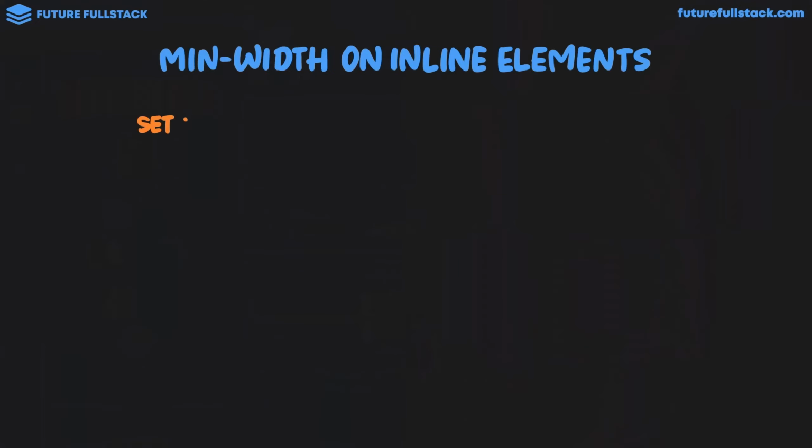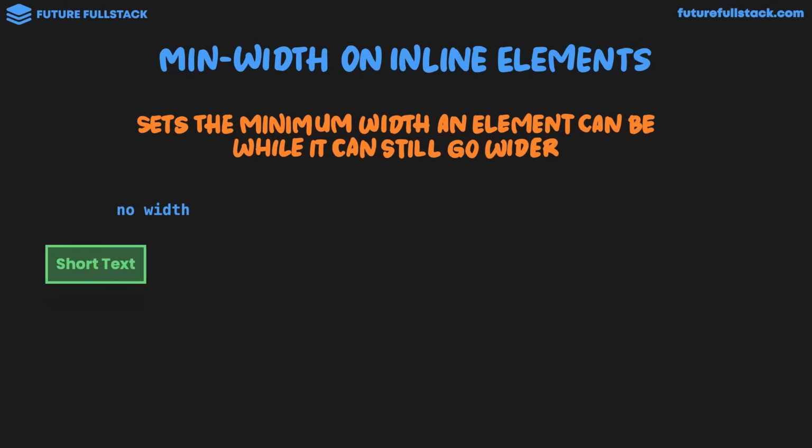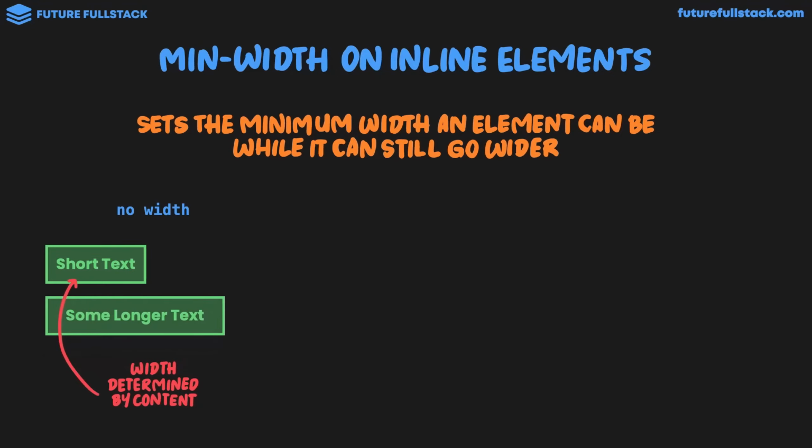So again, this sets the minimum width an element can be while it can still go wider. For this example, we're going to be looking at a span with some text inside of it. As you know, a span is an inline element. We'll first be looking at the case where there's no width set on the span. Let's first look at an example of a span which has the text short text. And in this case, because there's no width set, the width is determined by the content itself, as it's an inline element. And if we have some longer text, again, the width is determined by the content.